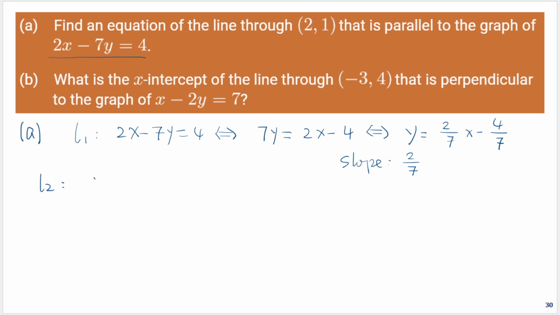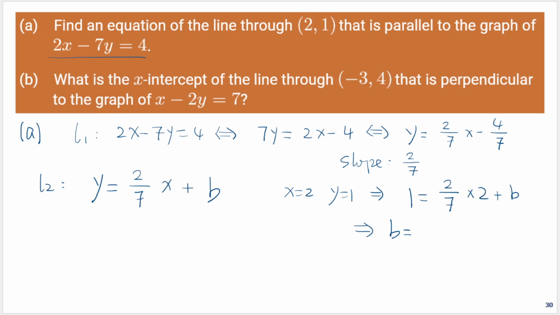Therefore, the equation of L2 must be y equals 2 over 7 x plus some y-intercept, which we don't know yet, so let's call it b. And we know that line passes through the point (2, 1). Therefore, x equals 2, y equals 1. And this gives us 1 equals 2 over 7 times 2 plus b. And therefore, we can solve: b is actually 3 over 7. Therefore, L2 has the equation y equals 2 over 7 x plus the y-intercept 3 over 7, right? You get it?